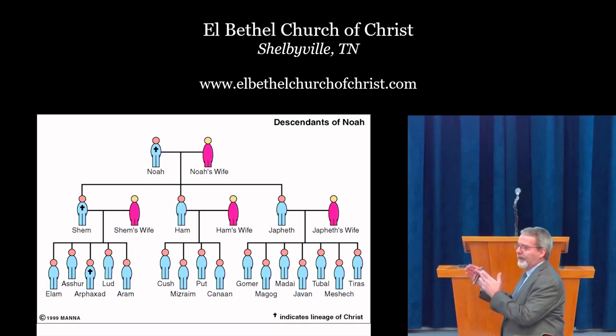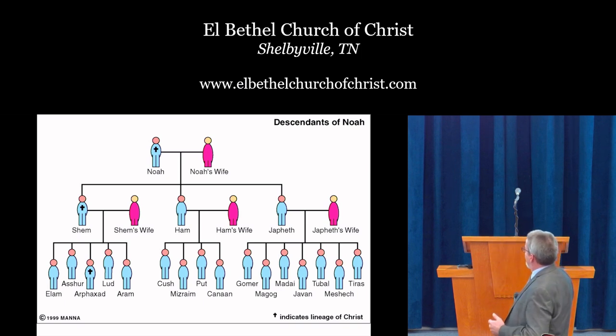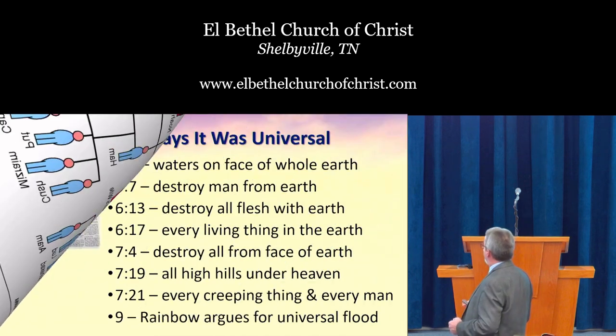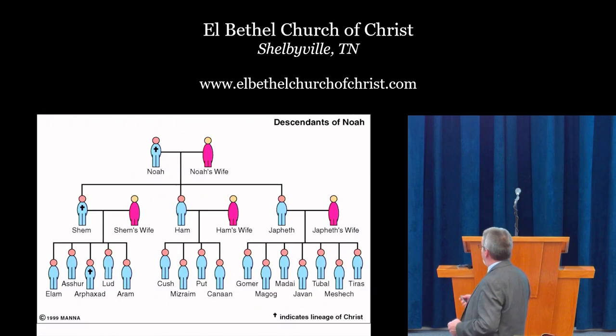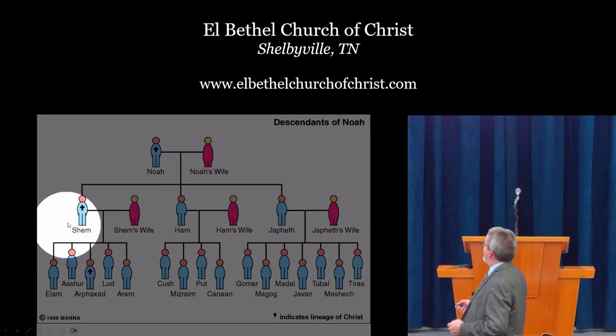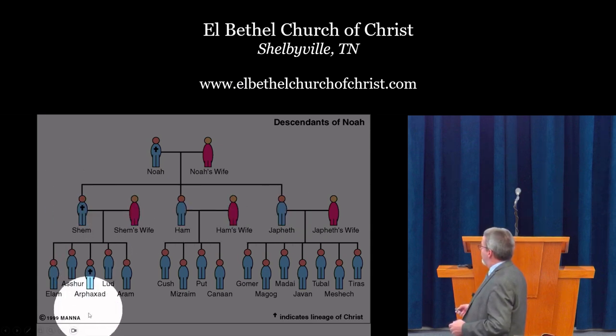We had from Adam, and the cross on this represents the lineage of Christ, through whom the Messiah could be traced back to Adam. I didn't mean to do that. And so you have Noah, and he has these 3 sons, Shem, Ham, and Japheth. But Shem is the one through whom the lineage is going to come.